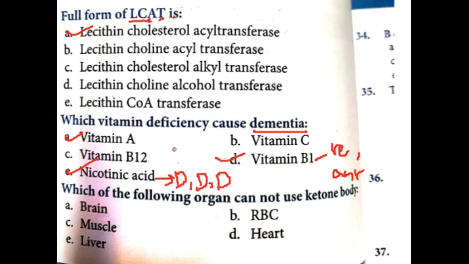Then next question. Which of the following organs cannot use ketone bodies? The brain uses ketone bodies. RBCs only use glucose always. Heart uses ketone bodies. Even muscle uses ketone bodies, whereas liver does not use ketone bodies. So RBC and liver are the two organs which do not use ketone bodies.